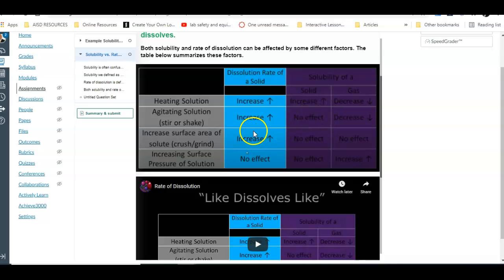And then increased surface area of the solid, that means crushing. If you grind the solid, it's going to increase the solubility of that substance, or the dissolution of the substance in solution. And then increased surface pressure of the solution. Here it has no effect on solids, but it has an effect on gases.